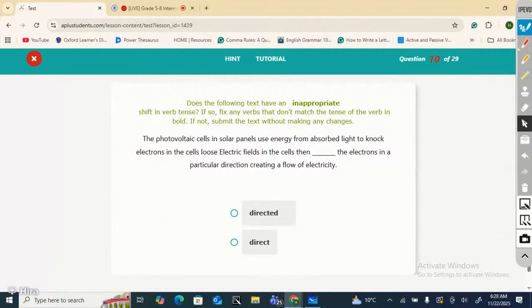So most of you are saying option two. Yes, it is option two because the sentence uses first present tense verb, use energy. So we have to use another present tense verb, direct. This is present tense verb. It's correct.